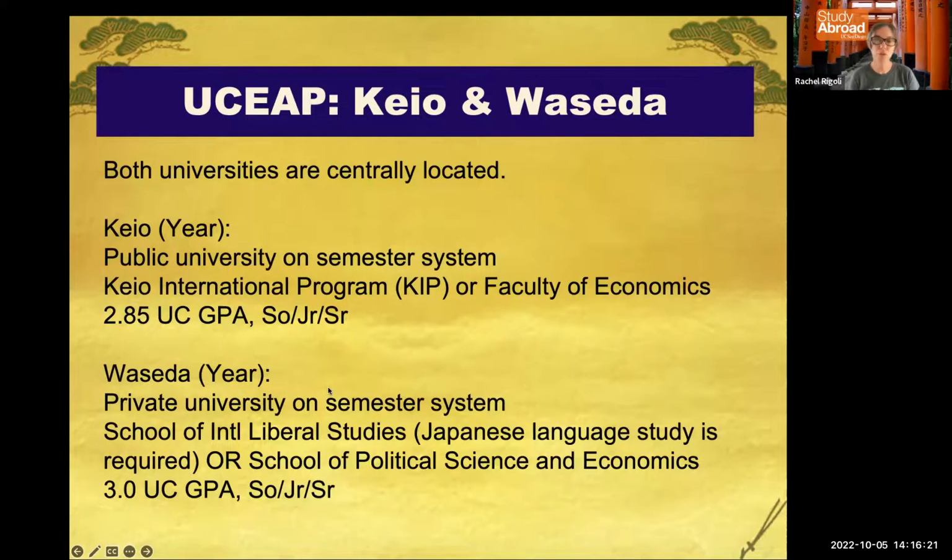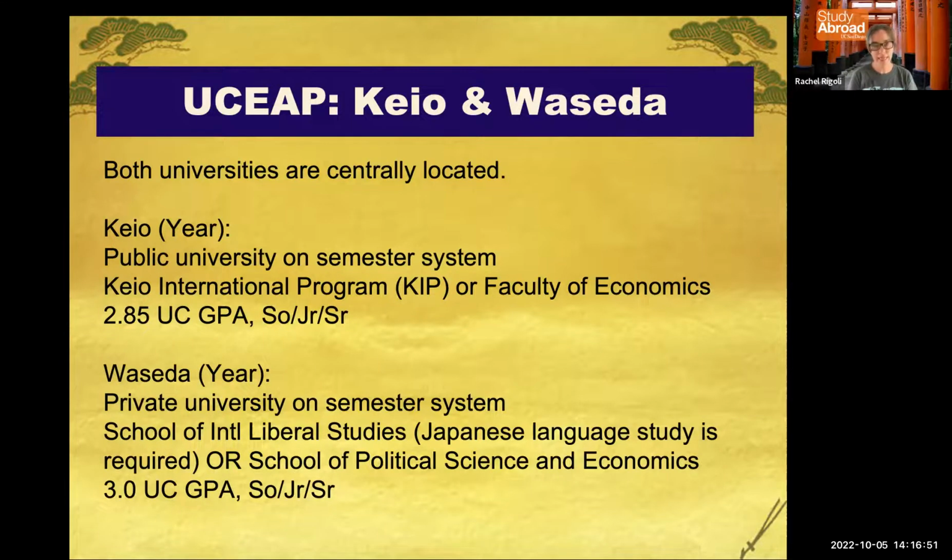So the other 2 options in Tokyo are Keio and Waseda universities, and these are both very centrally located within Tokyo. So if you want to be in the heart of Tokyo and you're willing to commit to a full year in Japan, these are 2 great options. Keio and Waseda are top tier universities, just like all the other partner institutions with EAP. And Keio is a public university. They're on a semester system, just like Waseda.